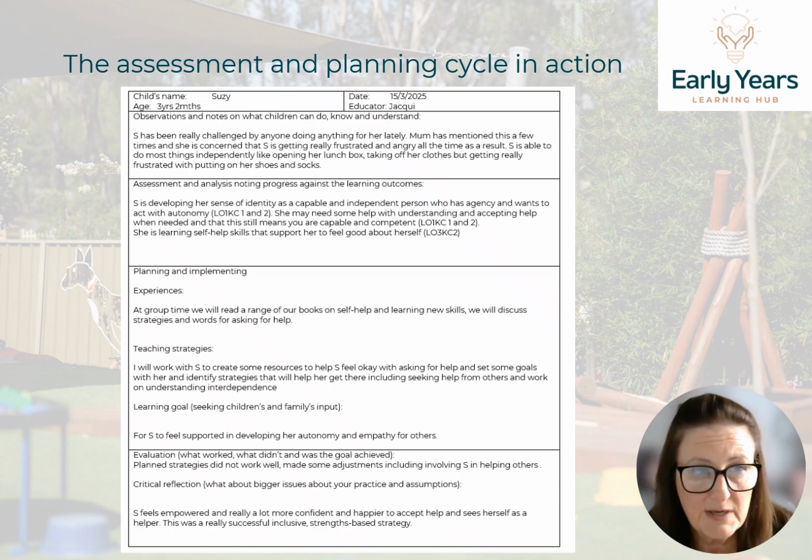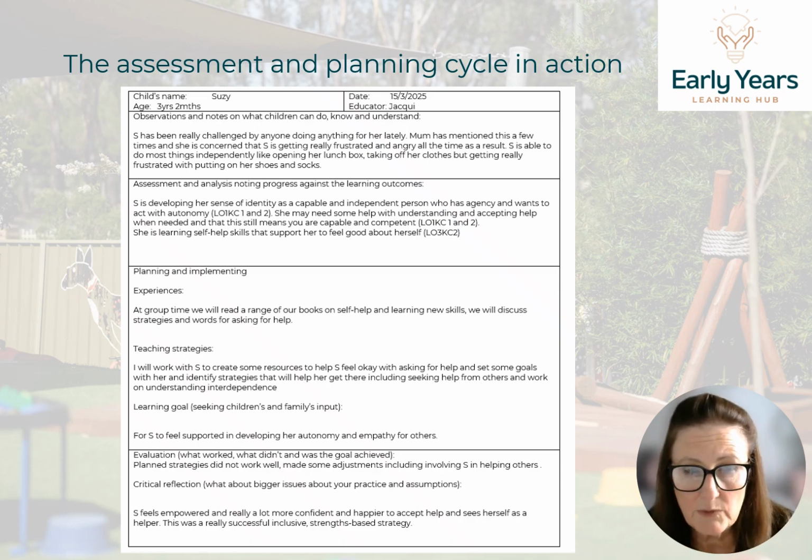So an assessment of that learning. Susie's developing a sense of identity as a capable, independent person who has agency and wants to act with autonomy. Learning outcome number key component 1 and 2. She may need some help with understanding and accepting help when needed. And this means that you are being capable and competent still. Learning self-help skills that support her to feel good about herself. Learning outcome number 3, key component 2.